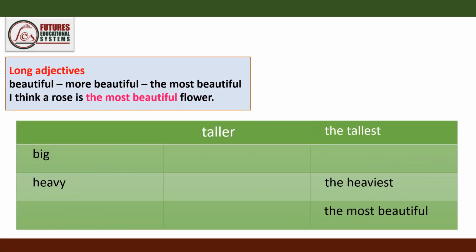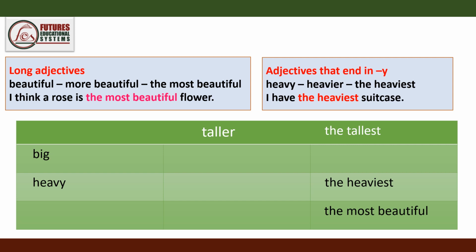So what do we do if we have a long adjective, like the word beautiful? We cannot add ER at the end of this long adjective. So what do we do? We add the word more before the adjective to form the comparative form, and the most before the adjective to form the superlative form. I think a rose is the most beautiful flower.